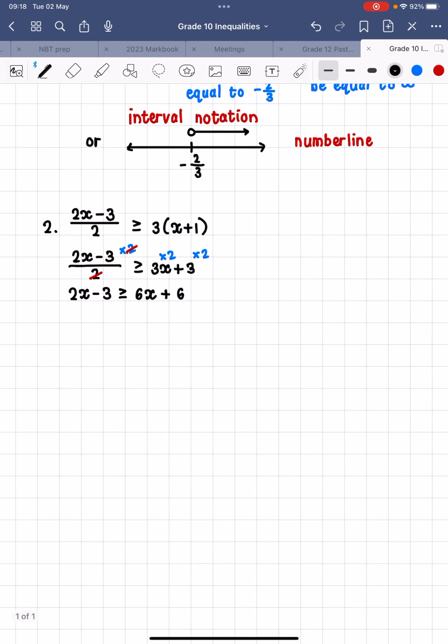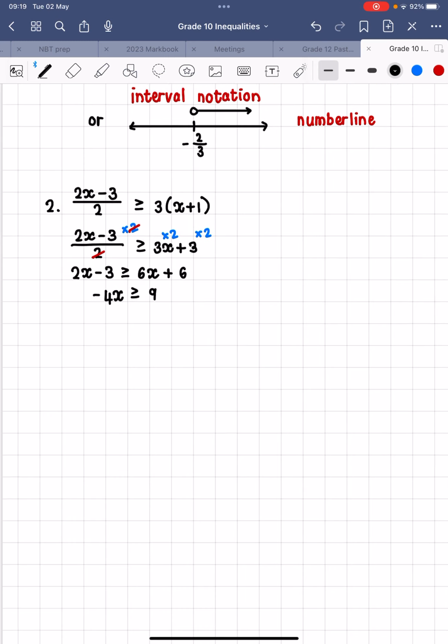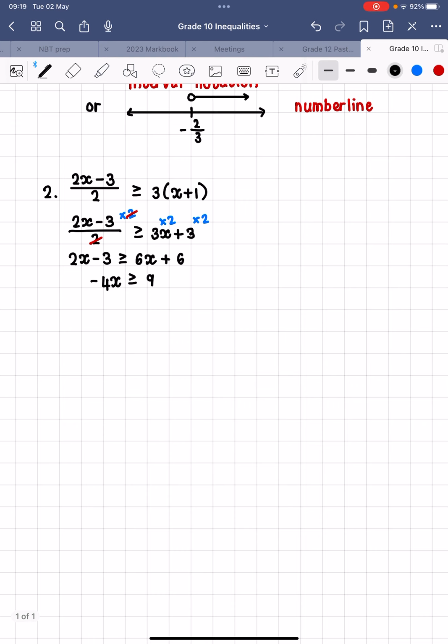Okay, now again, we need to get all our x's on the one side and all our numbers on the other side. So we have a 2x here, and this is going to become minus 6x, right? So what's 2x minus 6x? Negative 4x. We're using that same symbol. And on the other side, we're going to have a 6, and then this minus 3 is going to become plus 3. What's 6 plus 3? 9.